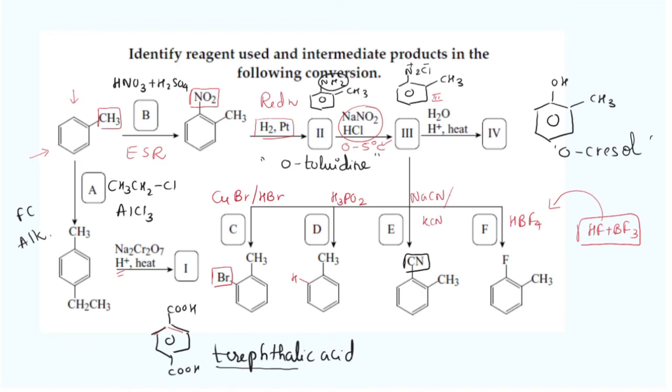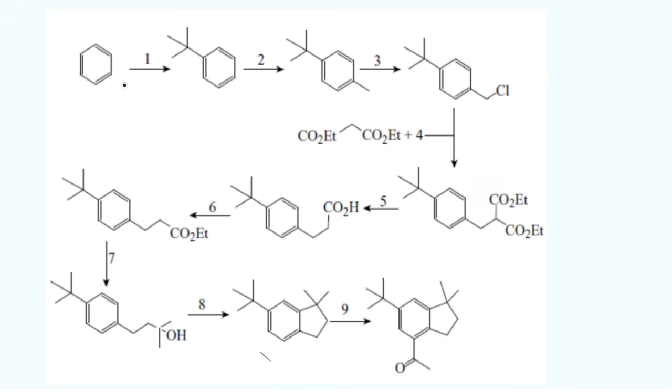One more similar question. Let's find out what are the reagents numbered 1 to 9 for the given conversions. The first reaction is the conversion of benzene to a tertiary butyl benzene. Whenever there is an alkylation, remember it's Friedel-Crafts alkylation. You have to find out what is the alkyl group here. The alkyl group could be either a tertiary butyl chloride with AlCl3.